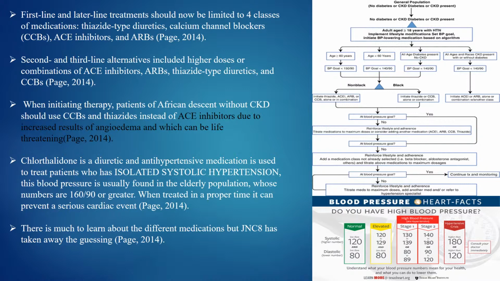Isolated systolic hypertension is a blood pressure that is usually found in the elderly population with numbers of 160 over 90 or greater. When treated in the proper time, it prevents a serious cardiac event. So it's good to know about isolated systolic hypertension. I thought I would mention it here as an education tool, since we are talking about high blood pressure.